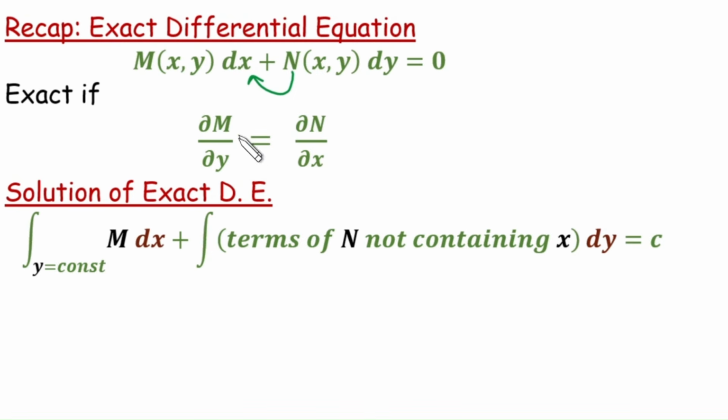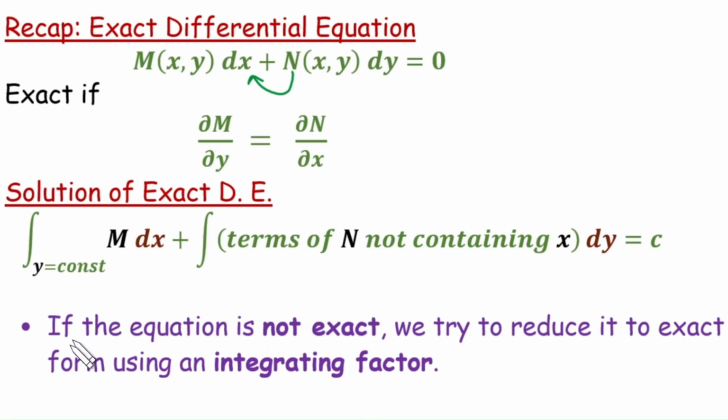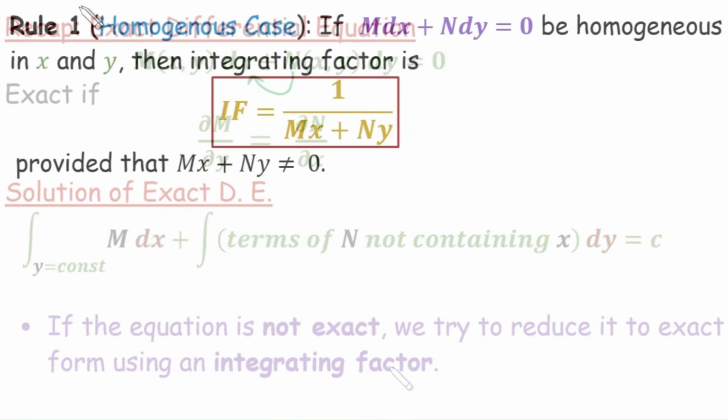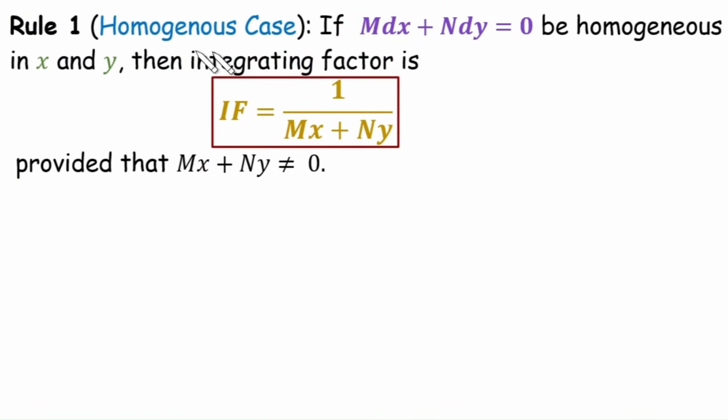Now, if the equation is not exact, meaning it does not satisfy this condition, then we will try to reduce it to an exact differential equation by using an integrating factor. In the previous video, we discussed the case of homogeneous functions. Whenever M and N are homogeneous functions in x and y having the same degree, the integrating factor is calculated by this form, provided the denominator is not equal to 0.